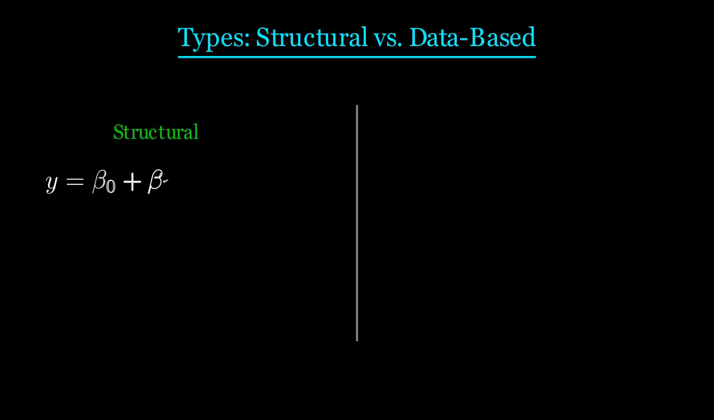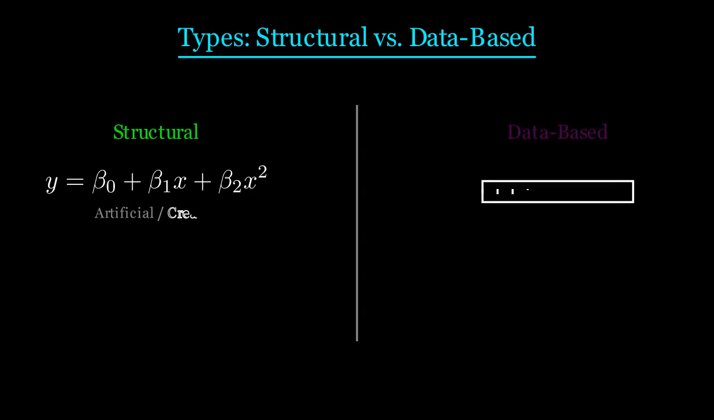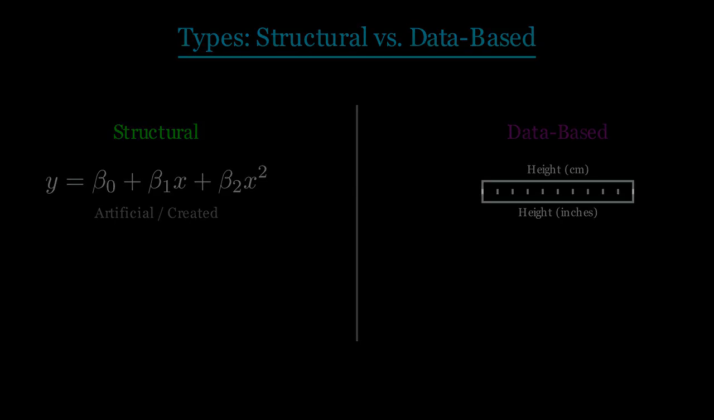There are two main types of multicollinearity: structural and data-based. Structural multicollinearity is a byproduct of how we create features, like including both x and x squared in a polynomial regression. Data-based multicollinearity, however, is a property of the population or the sample itself, such as trying to predict a person's weight using both their height in centimeters and their height in inches.